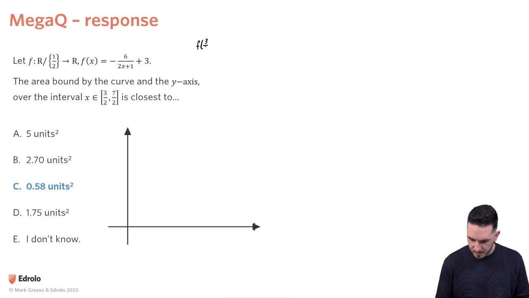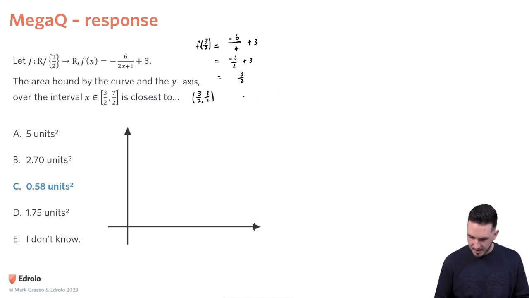So f of 3/2 is going to be equal to negative 6 over 4 plus 3. So that's equal to negative 3/2 plus 3, which is equal just to 3/2. So that's one of the endpoints. So we've got 3/2 and 3/2.